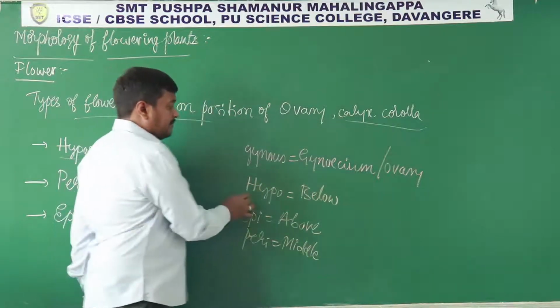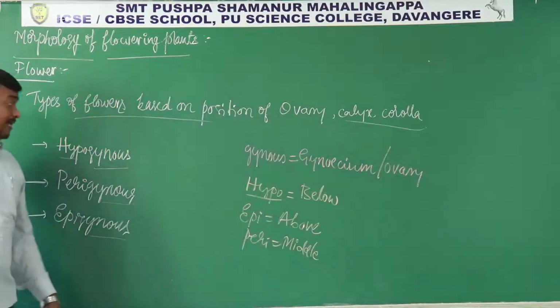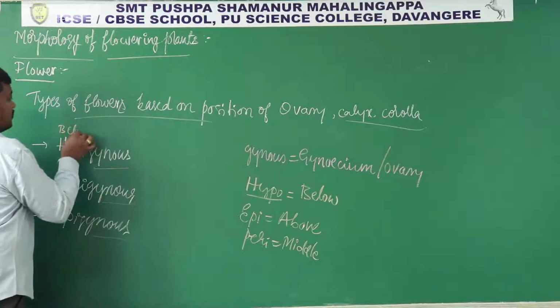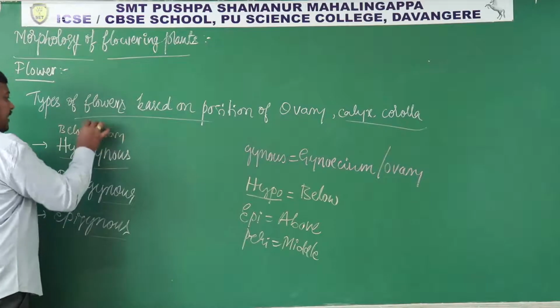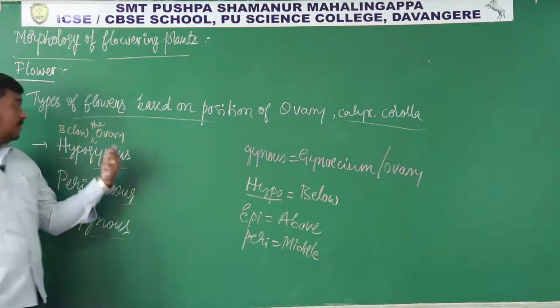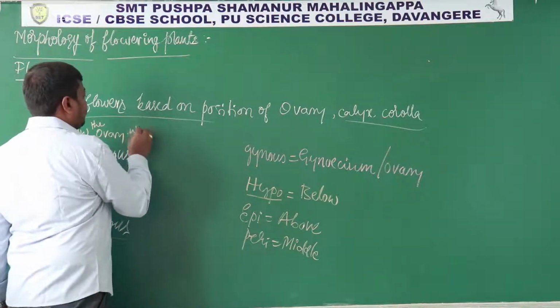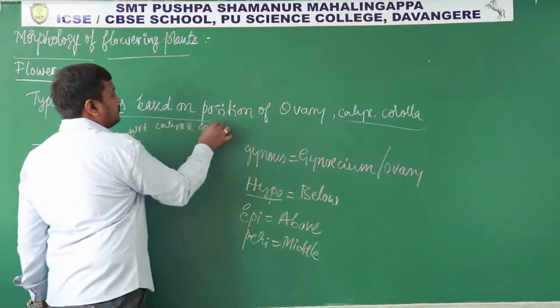You should remember this meaning. Hypo as a prefix means below. Hypogynous means below the ovary. So what is it below the ovary? Below the ovary with respect to calyx and corolla.